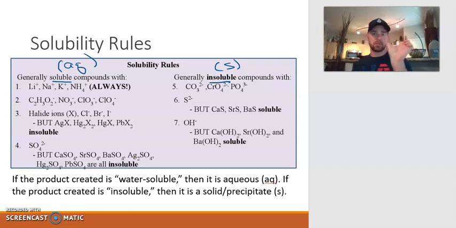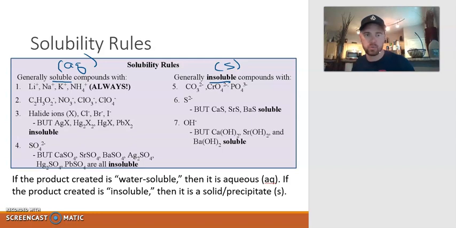So whatever compound you're looking at, you would just look to see, does it fall in the soluble category or the insoluble category? That'll help you figure out if a precipitate is being formed or not. Now, I want you to notice real quick, if you take a look at the solubility rules themselves, there are some patterns here.